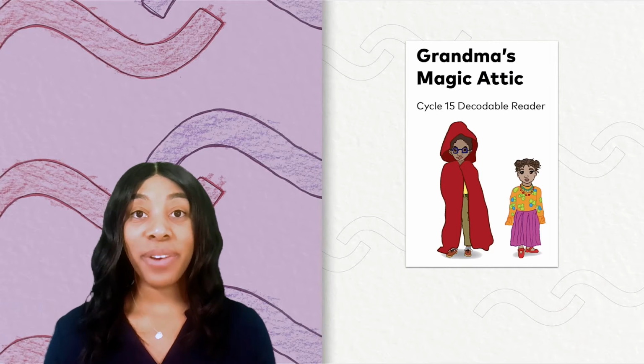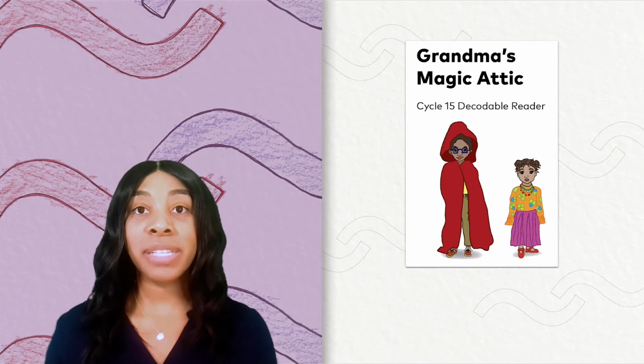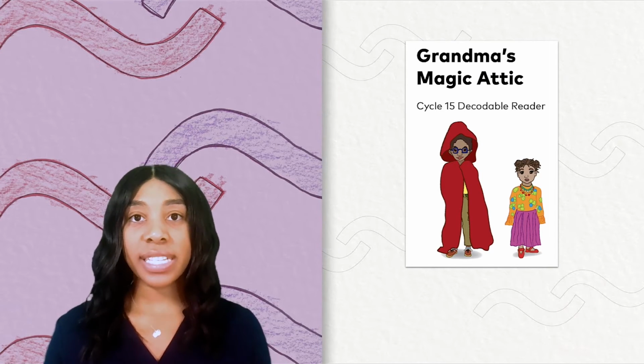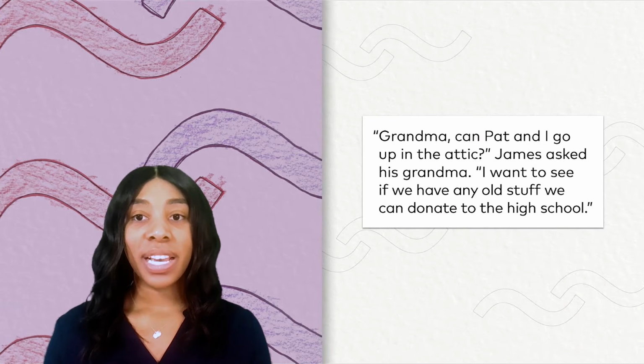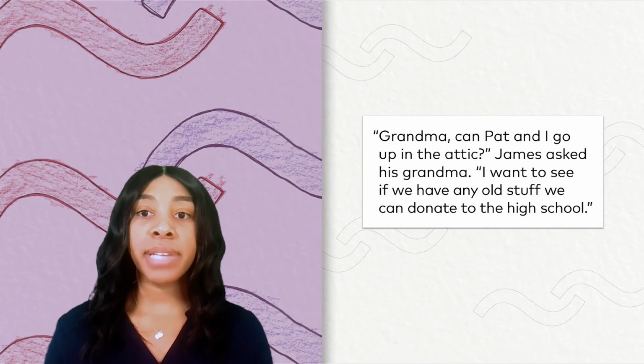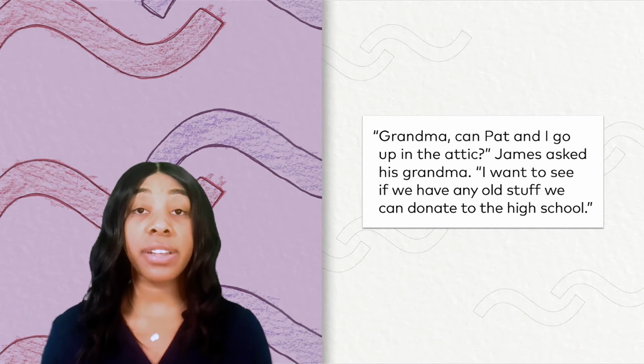Fluency. Now I'm going to read a part from Grandma's Magic Attic. Listen closely to how I read. Grandma, can Pat and I go up in the attic? James asks his grandma, I want to see if we have any old stuff we can donate to the high school.